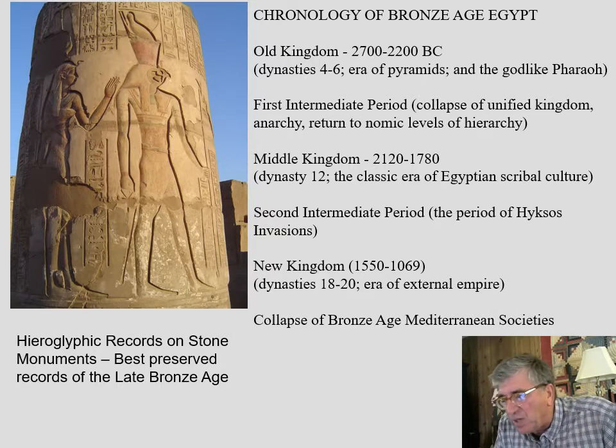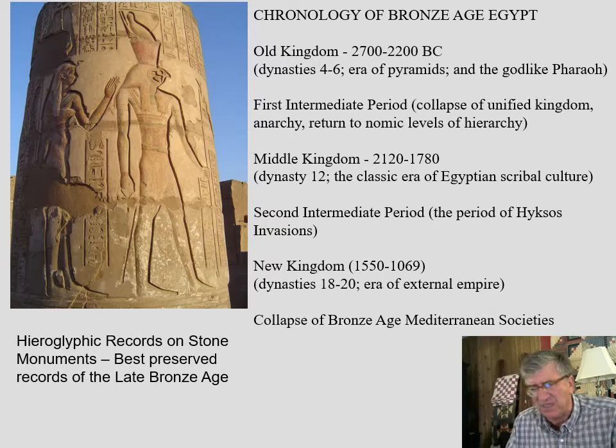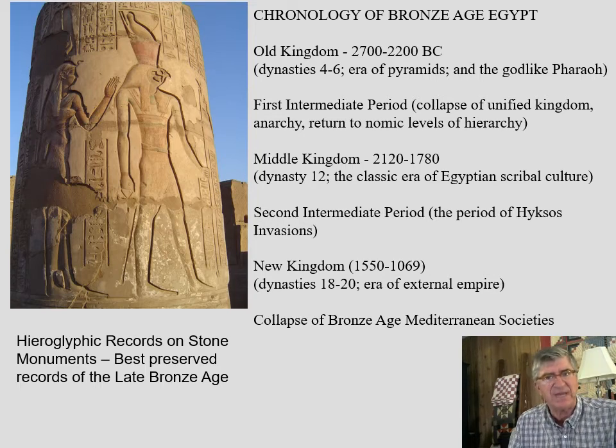1550 to about 1086 or 1069, the last date varies. And this was the period of a retrenchment, when the pharaohs from Thebes and Upper Egypt reconsolidated the Nile, and then pushed outward with armies and conquered the region of Canaan, and vied with exterior polities such as the Hittites and the Assyrians for domination of the eastern Mediterranean. So the New Kingdom was the great imperial era of Egypt. And how do we know this?